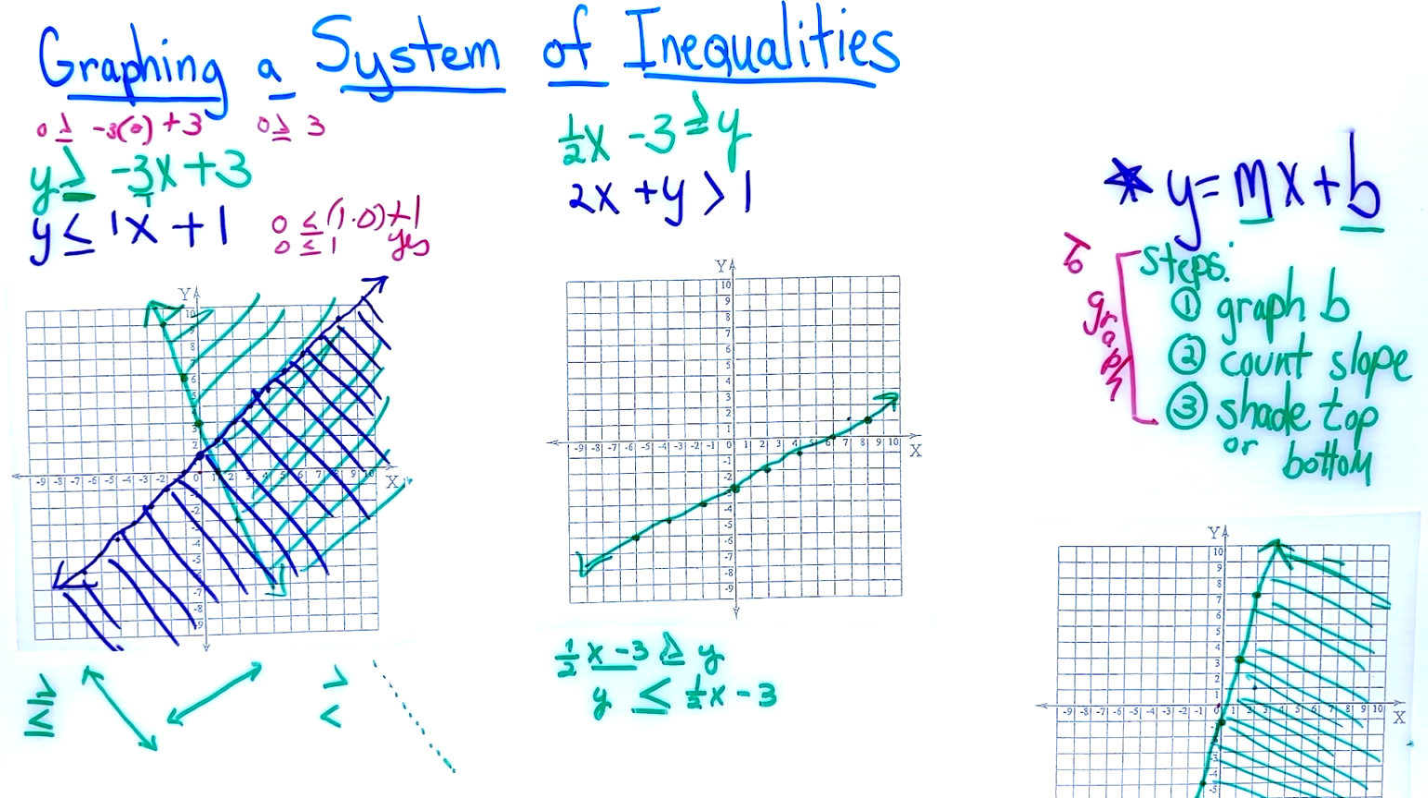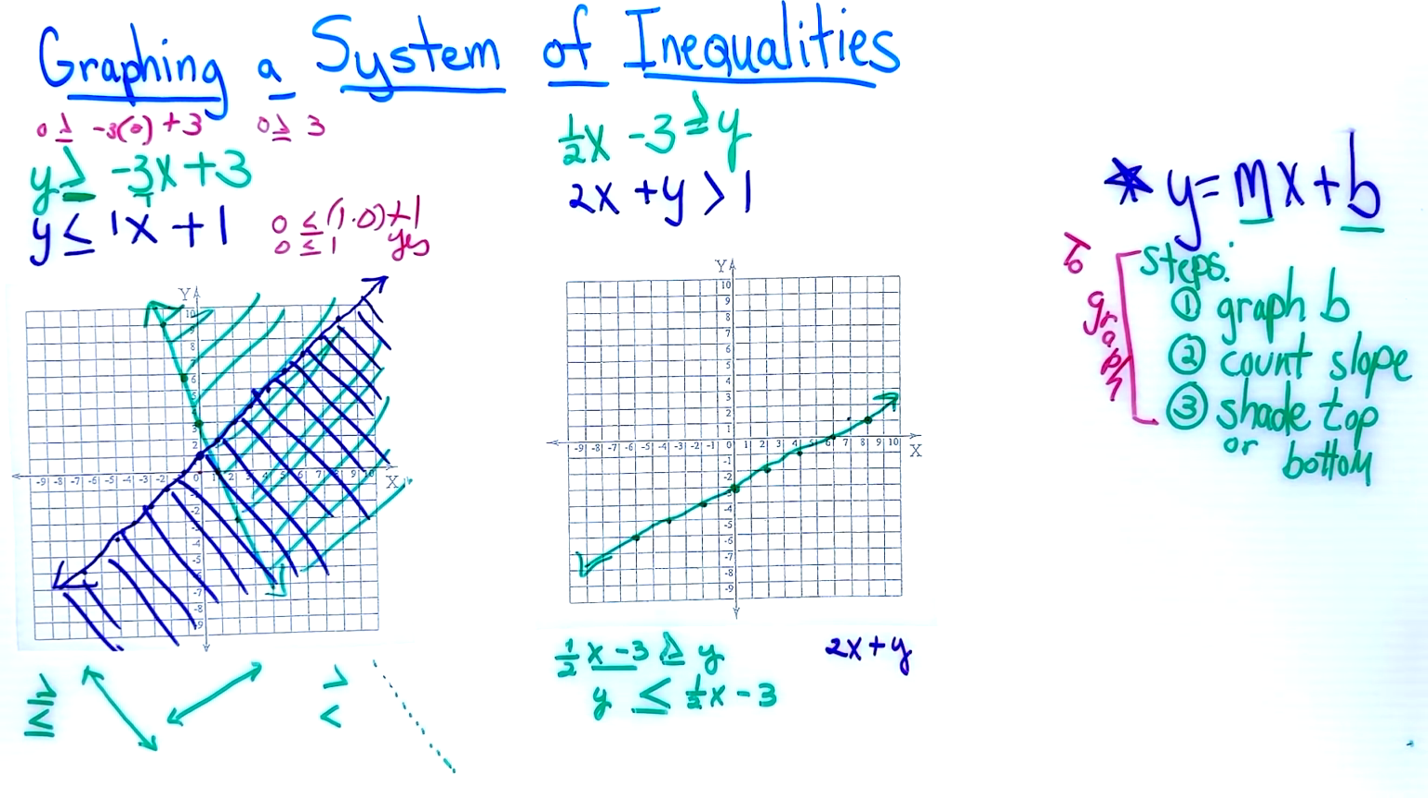So now I'm going to get the second inequality in y equals mx plus b form. Well, I'm going to copy it. So it's 2x plus y, let me move this one away, is greater than 1. Well, I'm going to subtract my 2x. So I get y is greater than -2x plus 1.